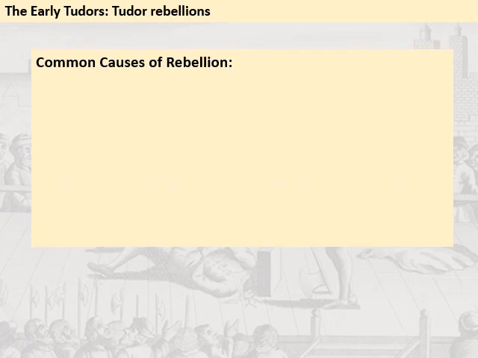So we can identify some common causes of rebellions that come up repeatedly across the period. We're going to see some rebellions caused by dynastic change, where the rebels are attempting to change the regime. We'll see some that are sparked by court politics, where a particular faction is forwarding their interests, but falling short of trying to change the monarch.